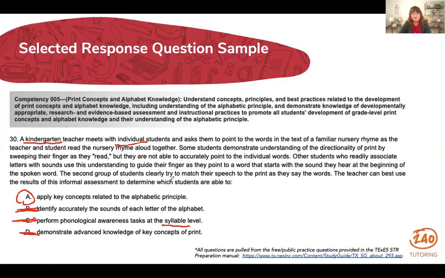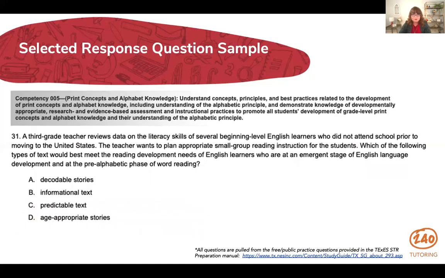All right, so let's move on to the next question. This one is also on competency 5, so print concepts and alphabet knowledge. And it says a third grade teacher reviews data on literacy skills of several beginning level English learners who did not attend school prior to moving to the United States.